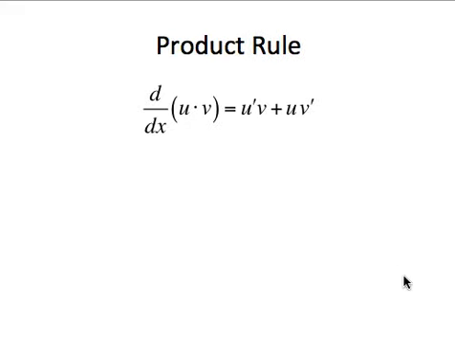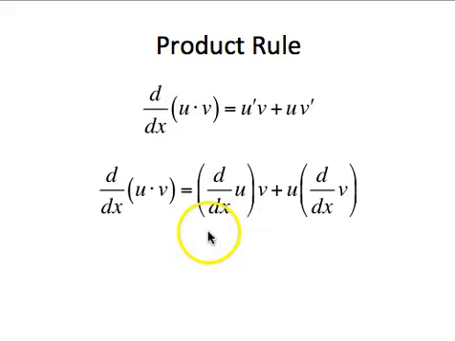Also recall the product rule. The derivative with respect to x of u times v is u prime v plus uv prime. But again, u prime and v prime aren't clear. U prime really means the derivative with respect to x of u. V prime really means the derivative with respect to x of v, since we're starting with the derivative with respect to x on the outside. So rethinking this, the derivative with respect to x of u times v is the derivative of the first piece, the derivative with respect to x of u times v, plus the first piece, u times the derivative of the second piece, the derivative with respect to x of v.